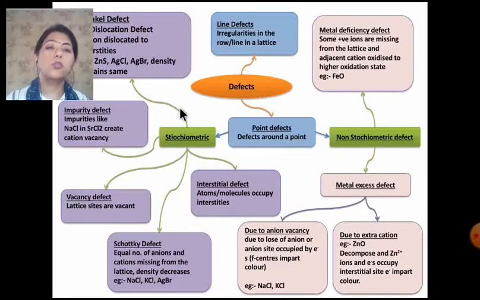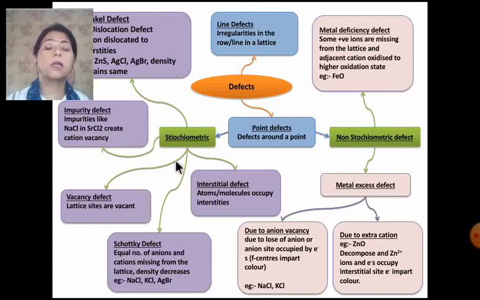So today we studied about the defects, the line defects and the point defects. Then we studied about the classification of the point defects, that they may be stoichiometric, non-stoichiometric or impurity defects. Then we studied in detail about the stoichiometric defects, which are present in the ionic solids and the non-ionic solids. In the ionic solids or ionic compounds, they are named as the vacancy defect and the interstitial defects.